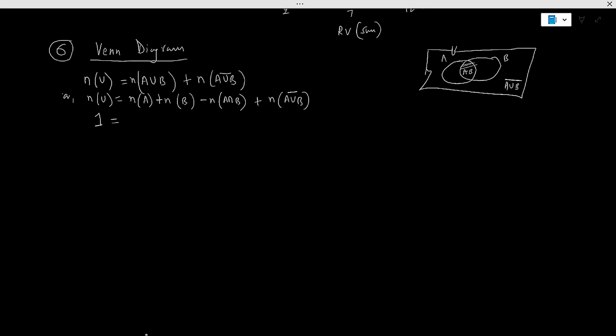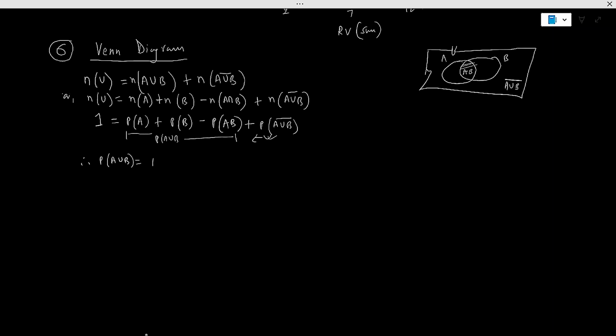Now, the cardinal number of U represents the sample space. So let us divide both sides by the cardinal number of U. Then we get the respective probabilities. Therefore, 1 is equal to the probability of A plus the probability of B minus the probability of A intersection B plus the probability of A union B complement. The probability of A union B is equal to the probability of A plus the probability of B minus the probability of A intersection B. And when added, the probability of A union B complement is equal to the probability of the sample space, which is equal to 1.